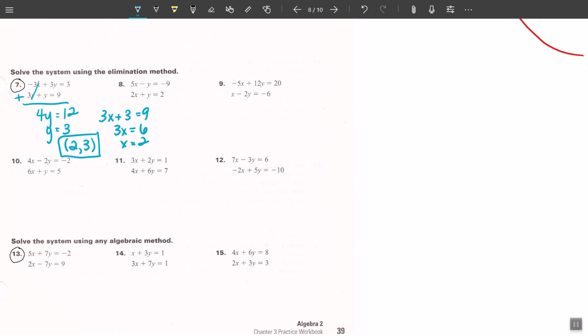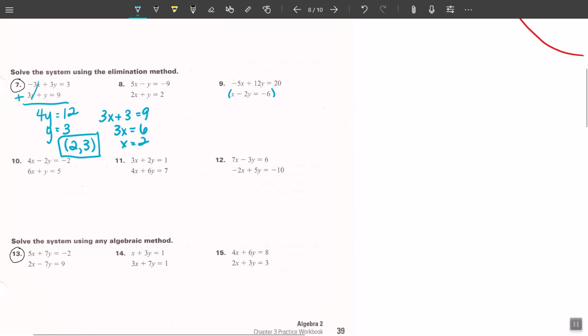On number 9, they want us to use elimination. In order to do that on this system of equations, we actually have to change one of them because we don't have any coefficients that just match automatically, like we did over here. We had that negative 3 and this positive 3. We don't have anything like that over here. So we're going to need to multiply one of these equations through in order to make the coefficients match.